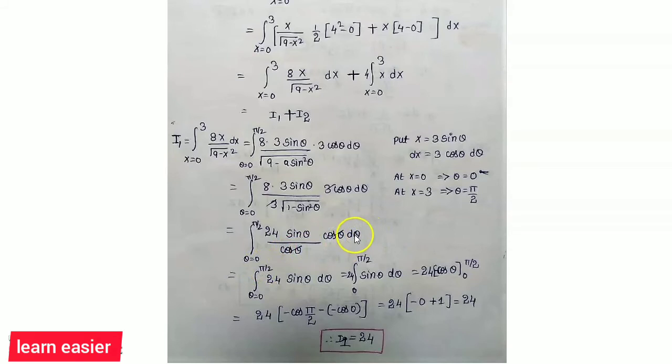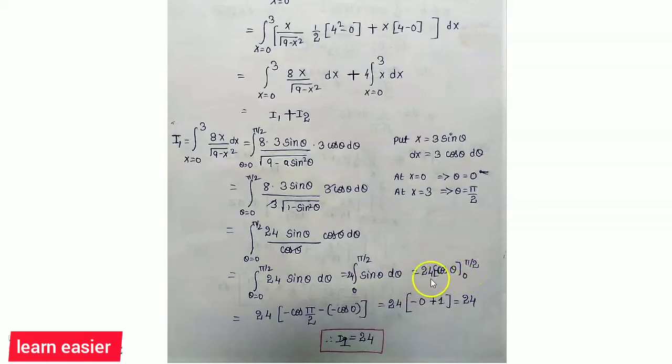So finally we get only integral theta equal to 0 to pi by 2 24 sine theta d theta. Since this 24 is constant, it is written outside. So integral 0 to pi by 2 sine theta d theta. So integral of sine theta is cos theta from 0 to pi by 2.